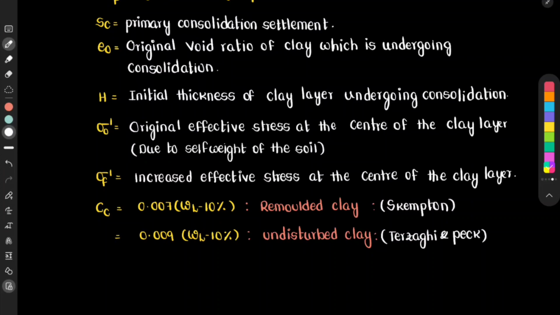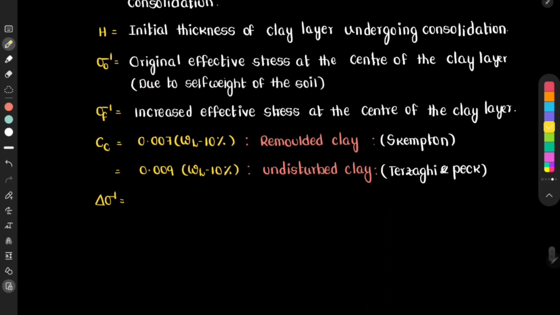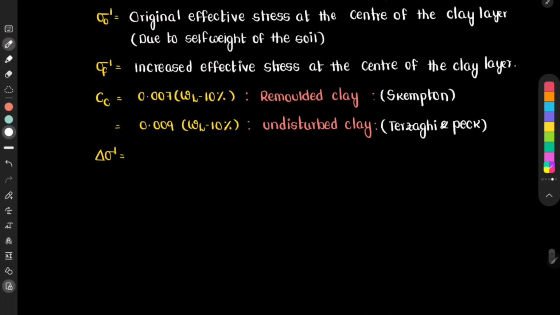Then what is delta sigma dash? Effective stress initially is sigma naught dash. Now it is increased to sigma f dash. That means it is increased by delta sigma dash. This delta sigma dash is nothing but the increase in effective stress at the center of the clay layer.